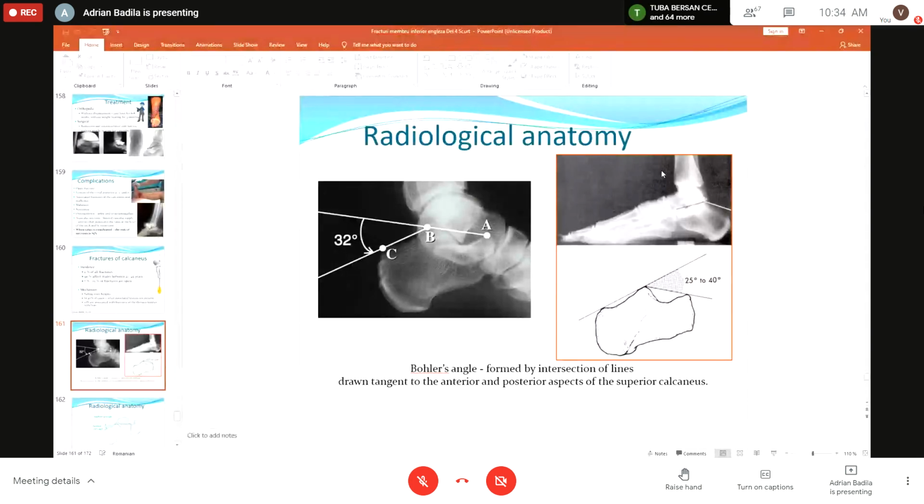In order to describe the fracture, we will use the Böhler's angle. This Böhler angle is formed by the intersection of two lines. The first one is drawn tangent to the most upper point of the posterior calcaneus and the higher point of the calcaneus, while the second line is drawn tangent to the most upper point of the anterior calcaneum and the most elevated point of the whole calcaneum. Between these two lines, we have the so-called Böhler's angle, which has a normal value between 25 and 40 degrees.